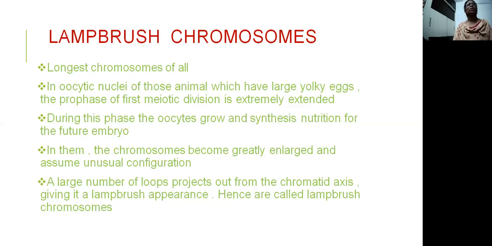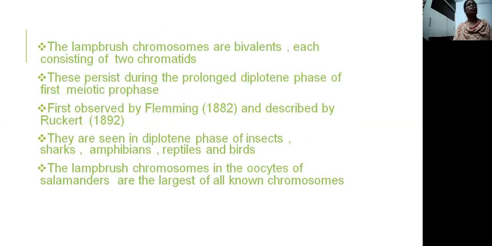So during this phase, the oocytes grow and synthesize nutrition for the future embryo in them. The chromosomes become greatly enlarged and assume unusual configuration. A large number of loops project out from the chromatin axis. There is a central axis. On the other side, a large number of loops are extended, giving a brush-like appearance. So hence they are called Lampbrush chromosomes.